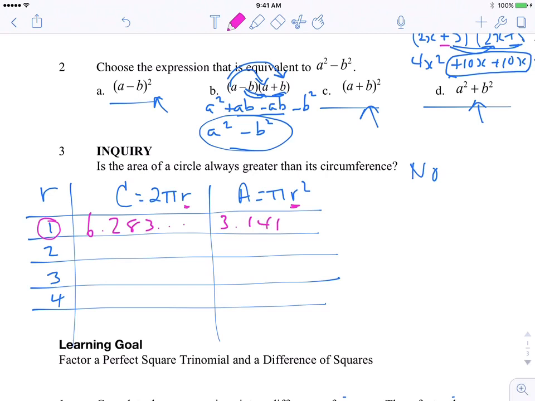So you can see right now that the area is in fact not greater than its circumference. And so if you continue the pattern, we can try and find out when the area is going to be greater than the circumference. So if you continue with numbers 2, 3, and 4, you may want to pause the video and just see that you're doing it correctly. You should get this.